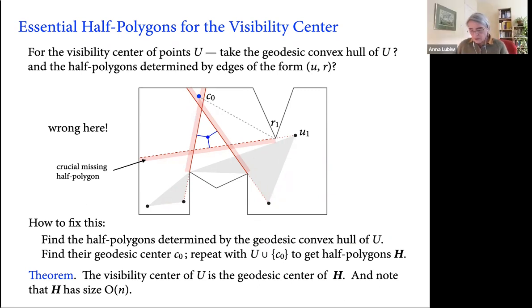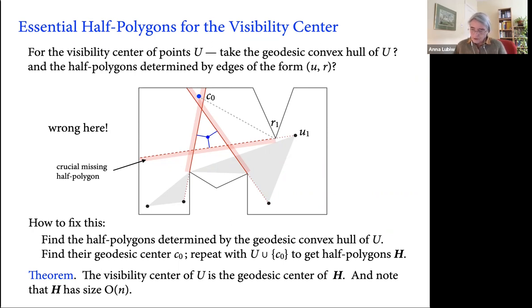Mm-hmm. And then I'm going to repeat now with my original set together with the set C0. So I'm going to expand my geodesic convex hull to now include the point C0. And now I do have this reflex vertex coming into play and U1 coming into play, and I will discover this half polygon that I need. Okay, but I still have a linear number of these half polygons. And I can find them with two appeals to finding the geodesic convex hull, plus an appeal to finding the geodesic center, which I'm going to show you.